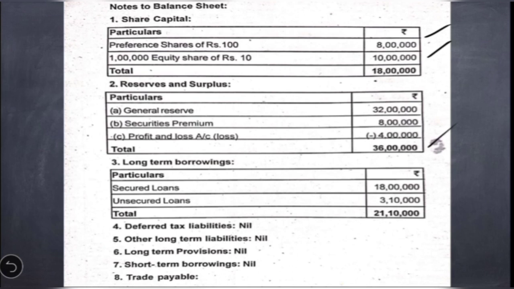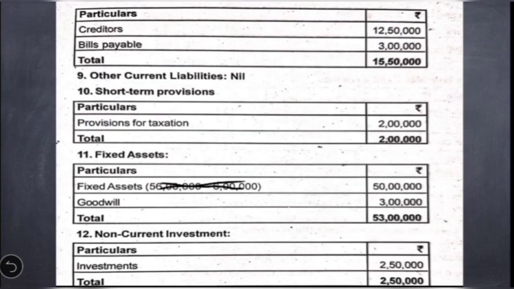Then note number 8, trade payables, where we are going to include creditors and bills payable amounting to 12 lakh 50,000 and 3 lakh. Total comes to 15 lakh 50,000. Note number 9 is other current liabilities, nil. Note number 10, short-term provisions, with the provision for taxation amounting to 2 lakh. Then note number 11, fixed assets, where we are going to write fixed assets amounting to 50 lakh and goodwill amounting to 3 lakh. Total comes to 53 lakh.